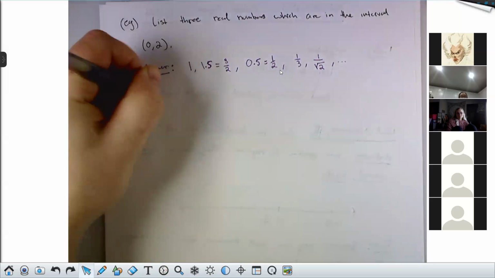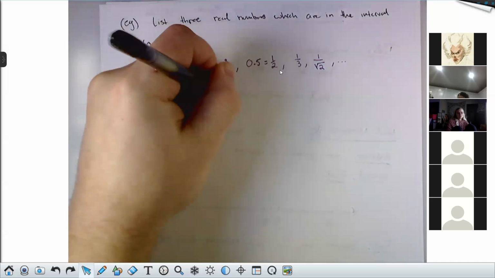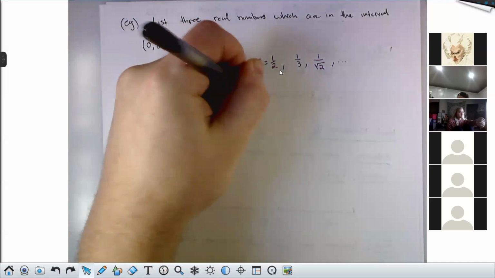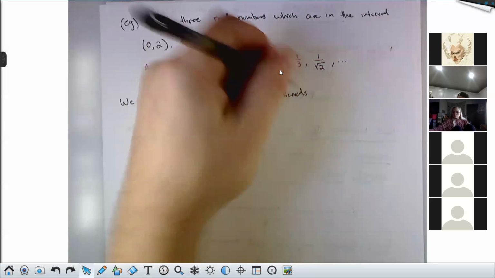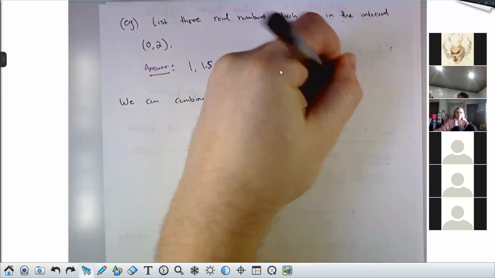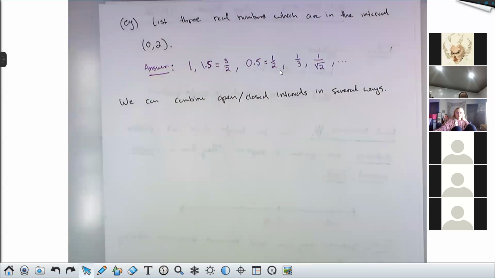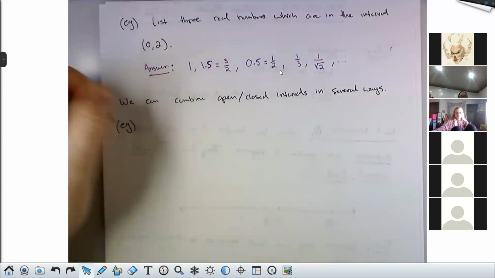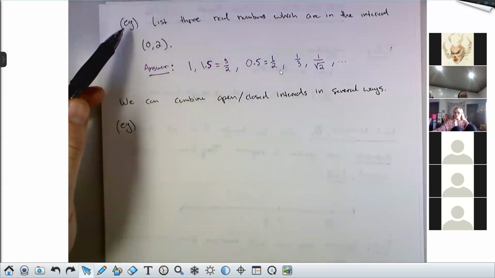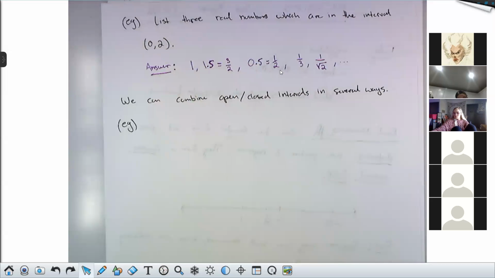We can combine open and closed intervals in several ways. So first, it's possible. So I'll preface examples, by the way, with the letters EG. It stands for exempli gratia. It's a Latin abbreviation, which just means for example.